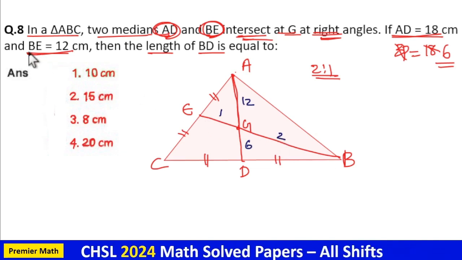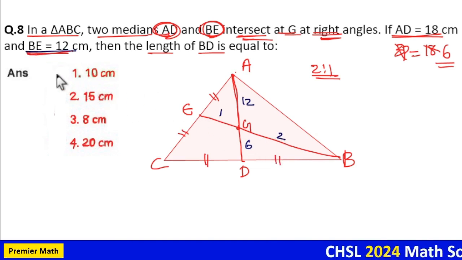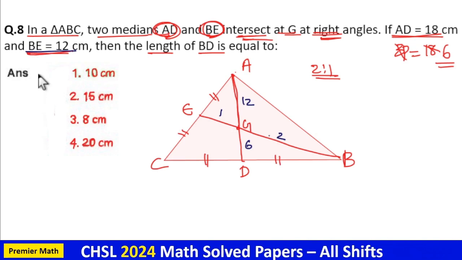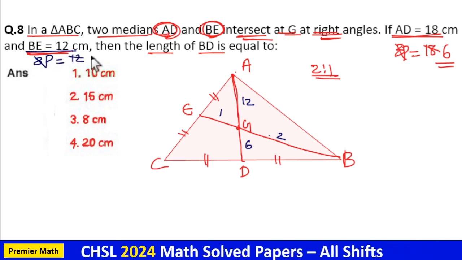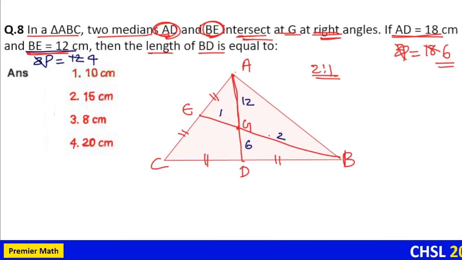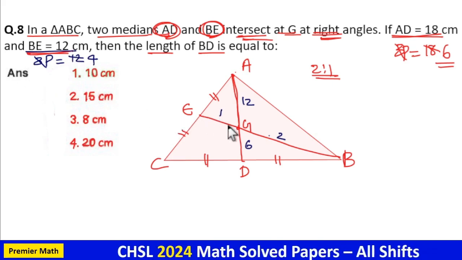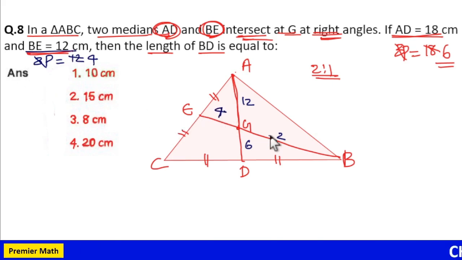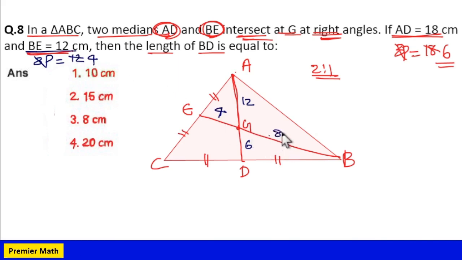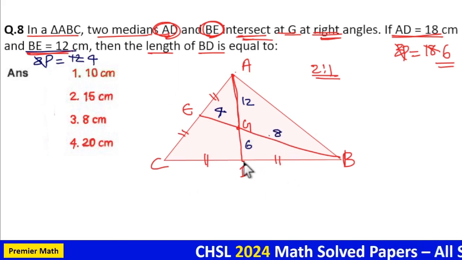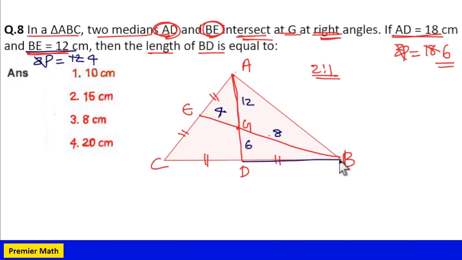Now here BE is 12 centimeter, which means 2 plus 1, 3 parts is equal to 12 centimeter, then 1 part is equal to 4 centimeter. If 1 part is 4 centimeter, this length is equal to 4 centimeter and this length is equal to 2 into 4, 8 centimeter. Now we need to find the length of BD here.